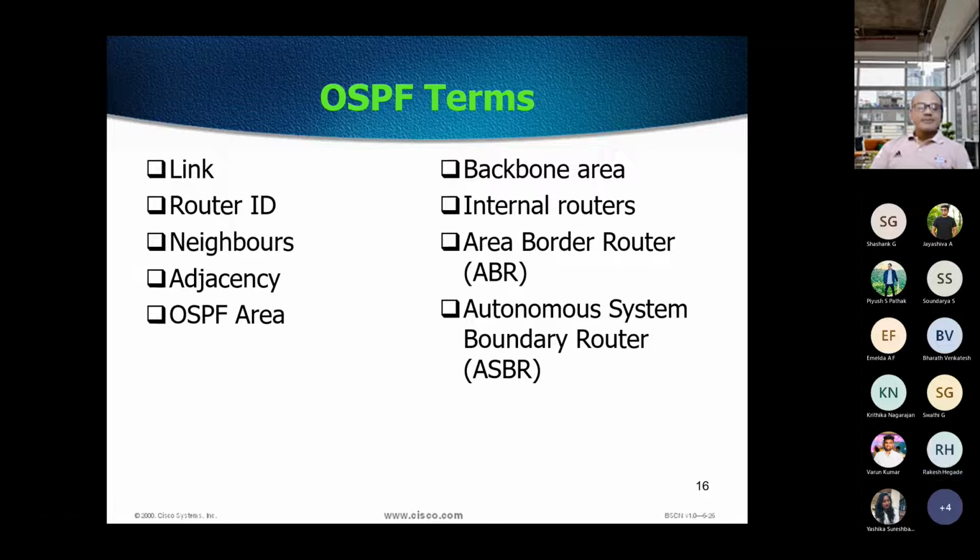So these are the OSPF terms, and we need to remember all these things. We have links, router ID, neighbor, adjacency, OSPF area. So we should discuss the OSPF area now. We have the backbone area, internal routers, the ABR, area border router, and the autonomous system boundary router. So these are the terms we should remember.